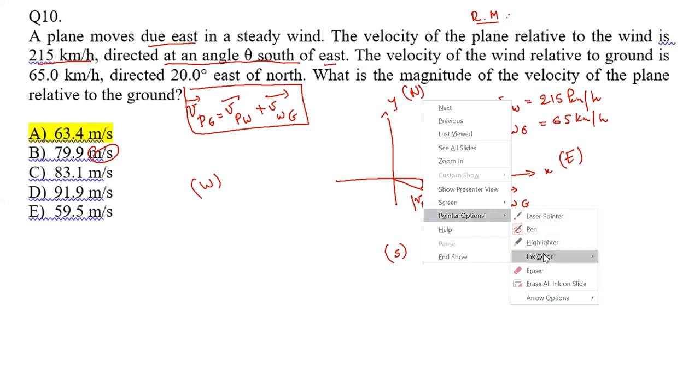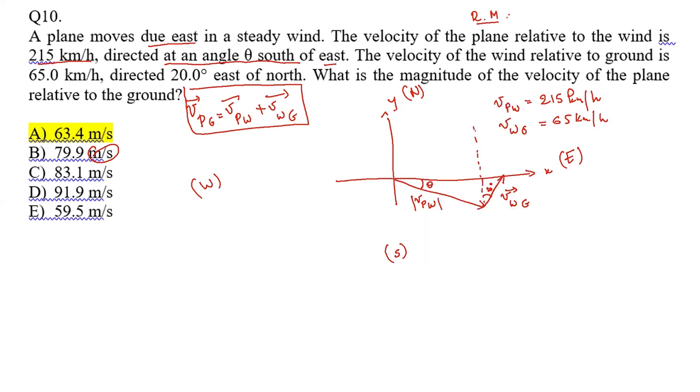So it means here that the velocity of the plane with respect to ground is a sum of these two velocities, and this velocity is purely along positive x, because I know that the plane is moving due east in steady wind. Relative to the ground, the velocity of the plane is moving due east. Okay, it only has a positive x direction. Okay, good. So I represented all my vectors.